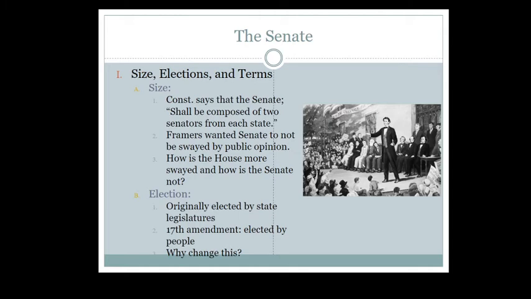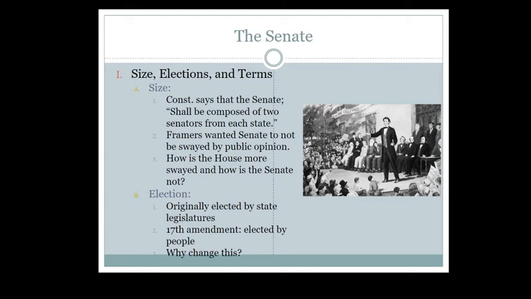The framers wanted the Senate to not be nearly as close to the public. Remember, the House of Representatives is elected every 2 years. They're always questioning what the people want, and they're trying to make sure that they give the people what they want. The House is very close to that. Now, the Senate is not nearly as much, and we're going to go into how in a little bit.